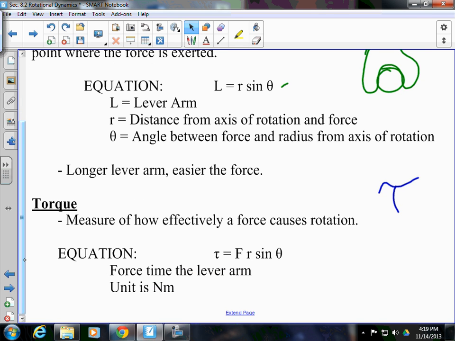If we go down, we have to talk about torque. And torque is how effective that force is at causing rotation. Torque is abbreviated with a cool little letter. If you draw it, it looks like a capital T, all swag style. But torque is equal to force times radius times the sine of theta. Force times the lever arm, and our unit for this is a Newton meter. The theta has no real unit. Radius is in meters, force is in newtons. You multiply them together, and torque is in a Newton meter.